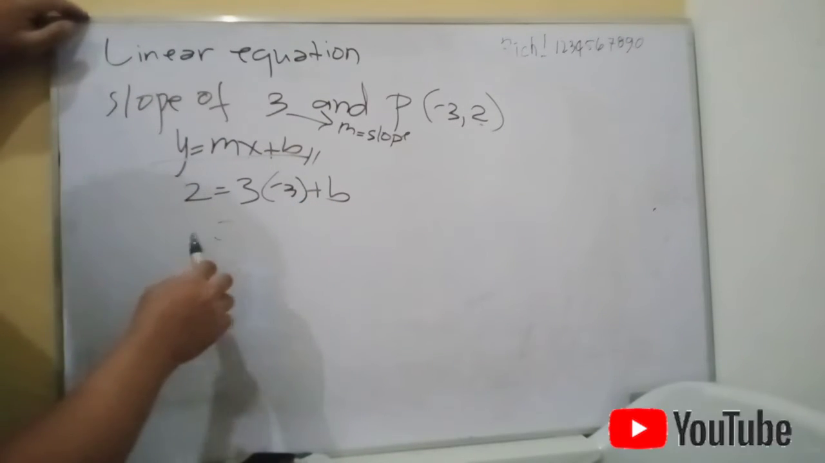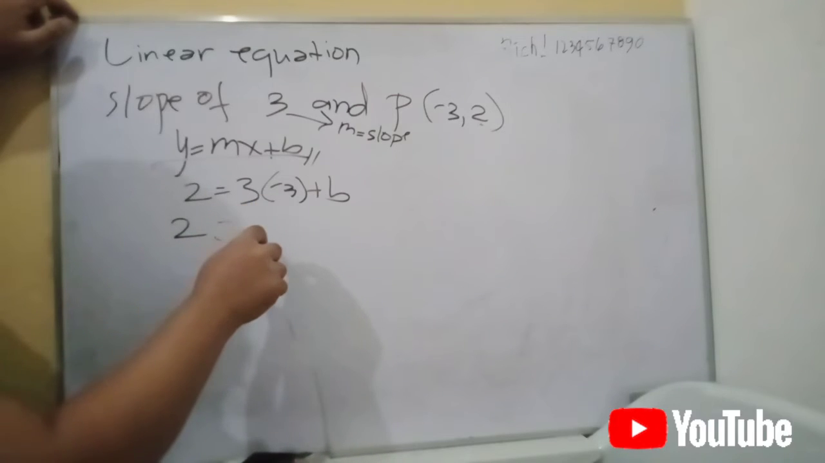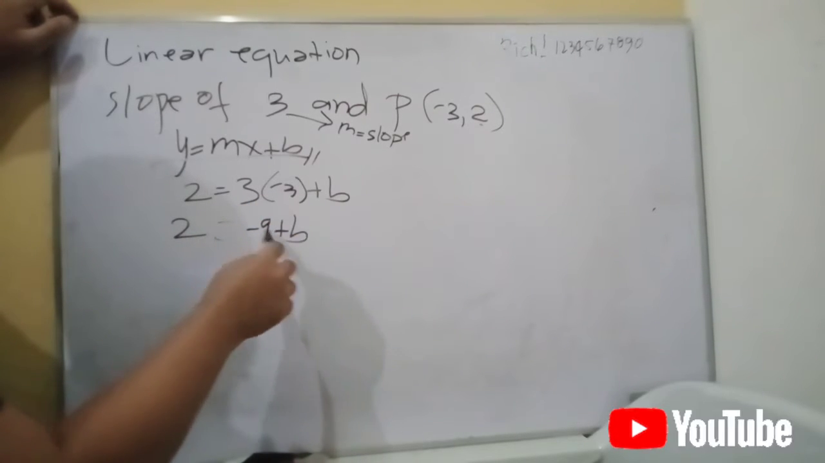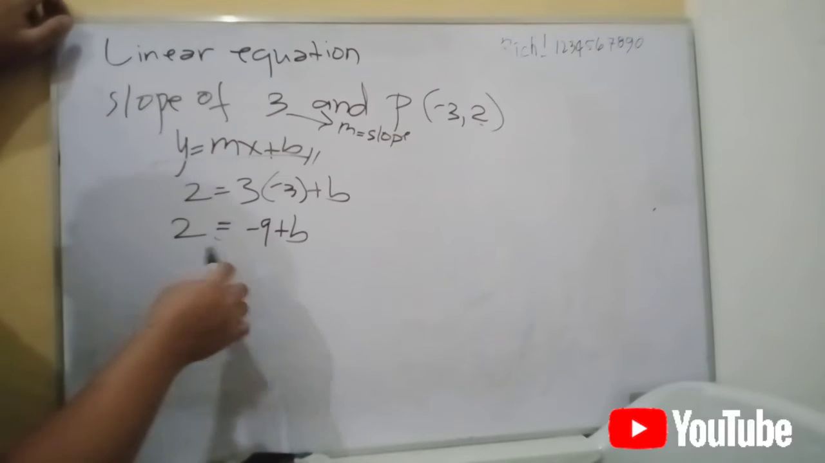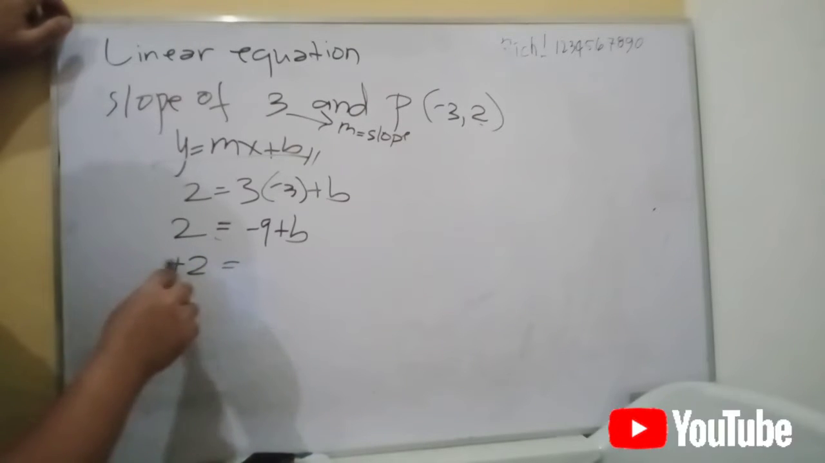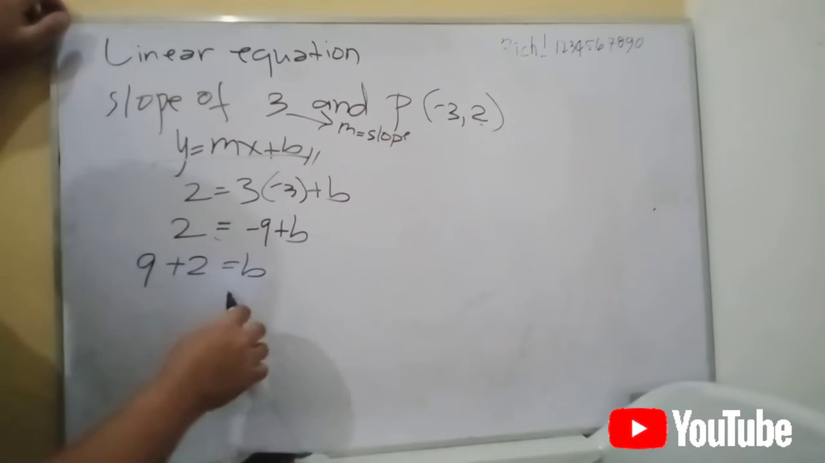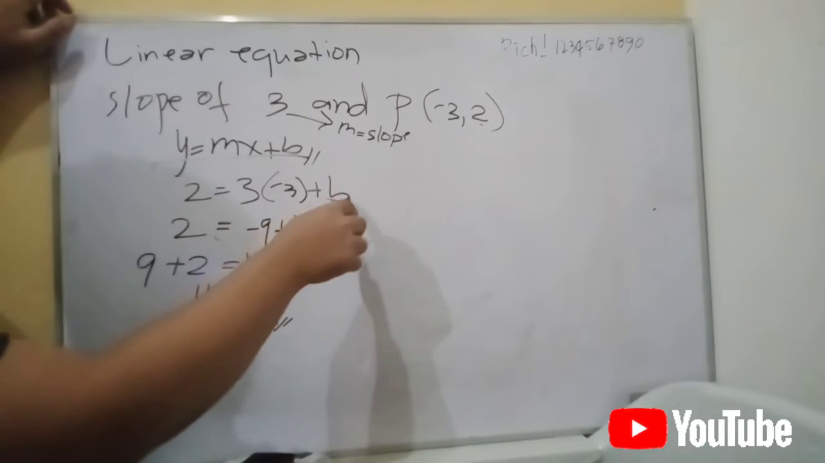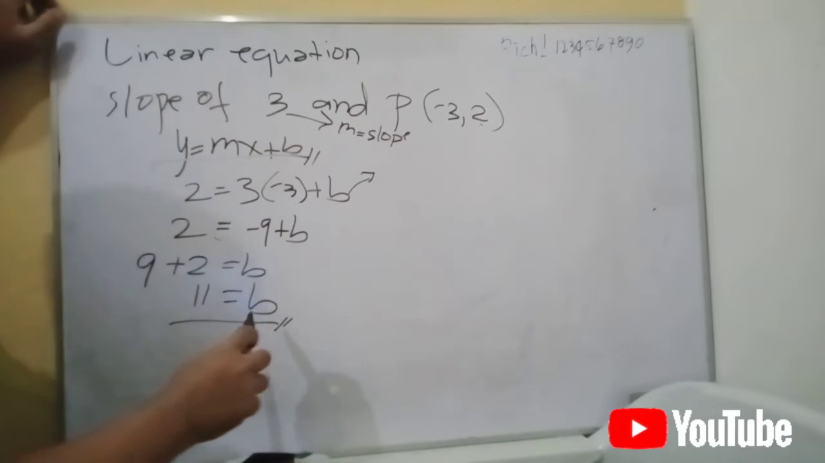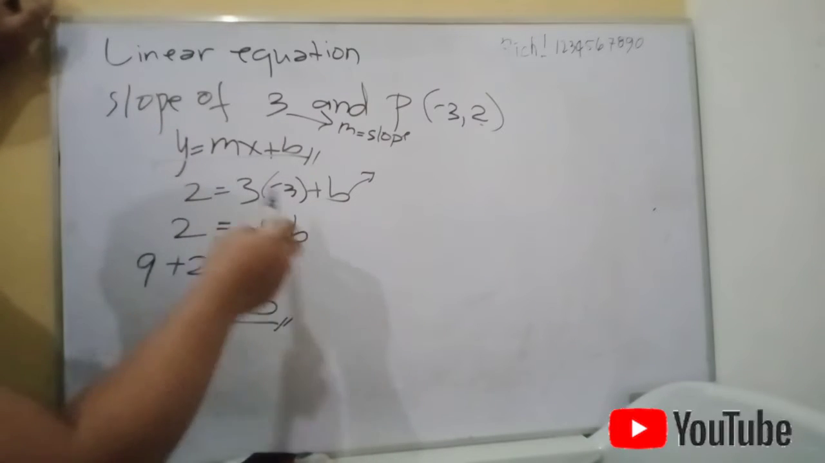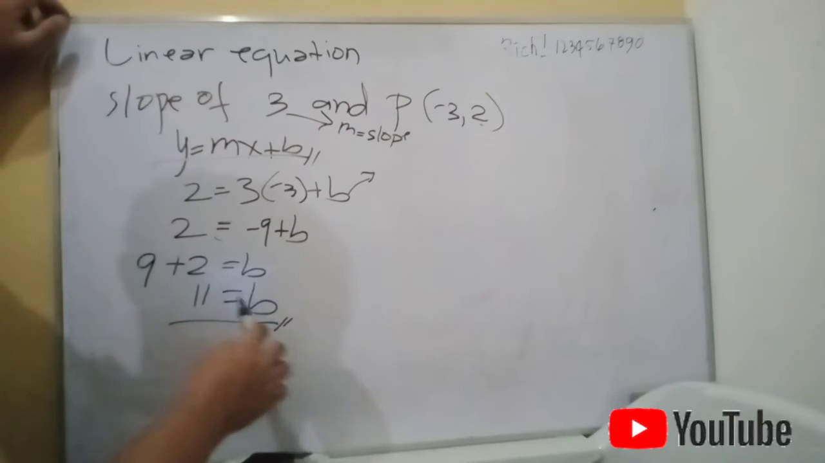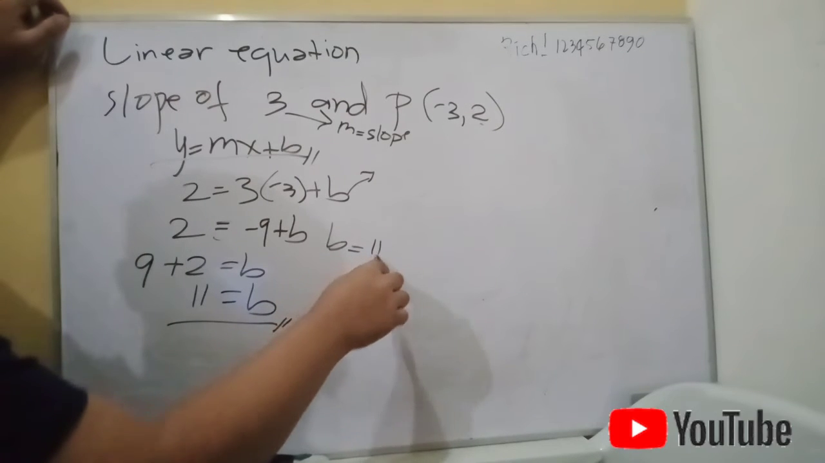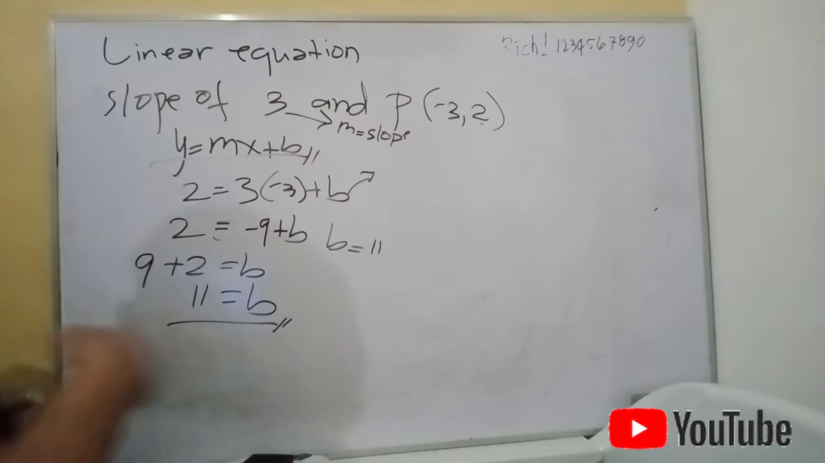So next, 2 equals 3 times negative 3, that's negative 9 plus b. Next, what you're going to do is transpose this negative 9 to the other side. So that will become 9 plus 2 is equal to b. Then b is equal to 11. So therefore, the value of b, or the y-intercept for this equation, is 11. Right? So b is 11. I hope it's clear.